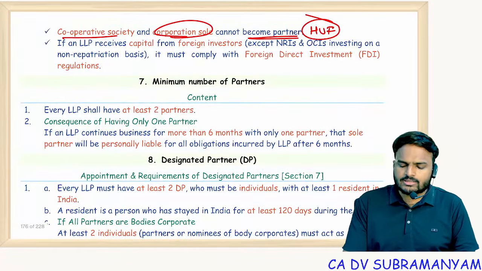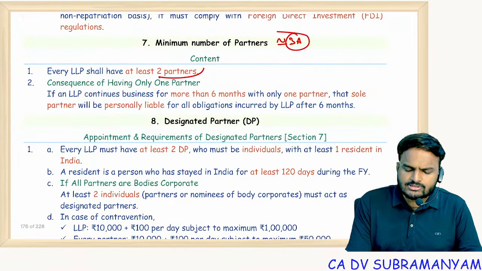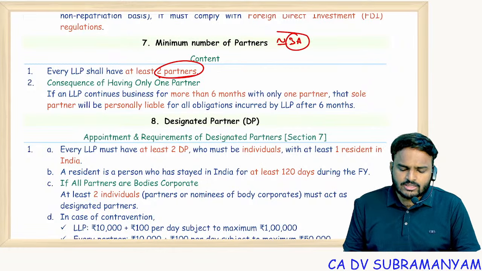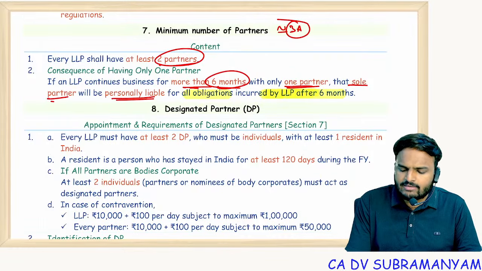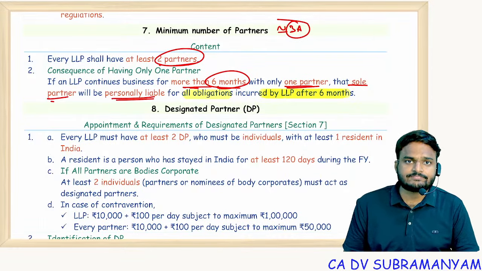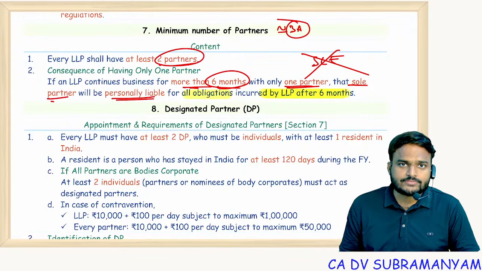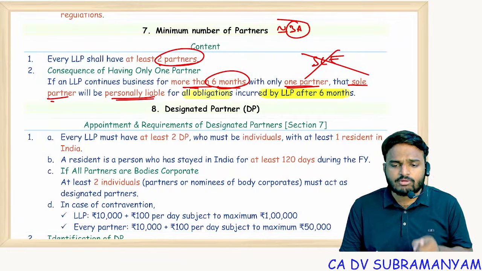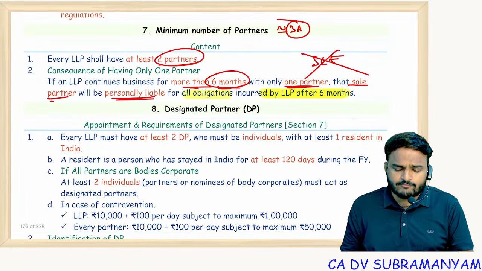And minimum number of partners, this is similar to section 3 of Companies Act 2013. So every LLP shall have at least 2 partners, not only at the time of incorporation but also subsequent to incorporation. If LLP continues business for more than 6 months with only 1 partner, then that sole partner will be personally liable for all obligations incurred by LLP after 6 months. That means after 6 months, separate legal entity status will be revoked. It's nothing but lifting of the corporate veil. So we are giving you a time period of 6 months to increase number of partners from 1 to 2, or else no corporate veil after 6 months of reduction of number of partners.